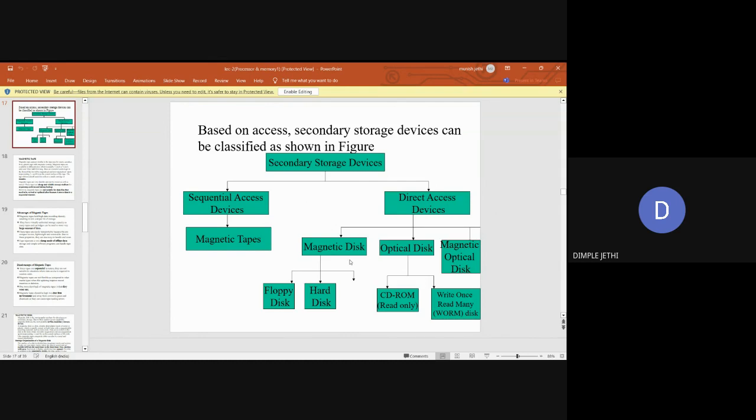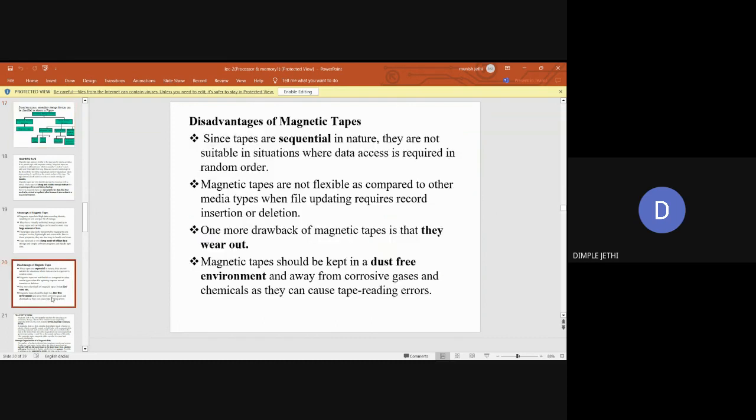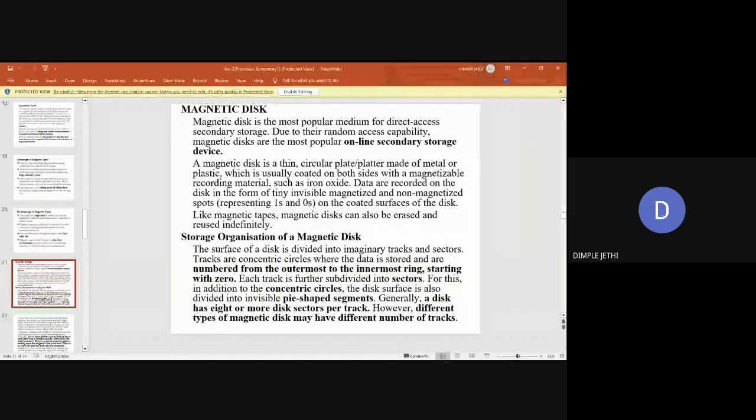They all come under direct access, meaning you can directly access any record. You don't need to go through all the 9 records. If you want to listen to the 10th song, you don't need to fast forward past 9 records. You can directly go to the 10th song. Is it clear?